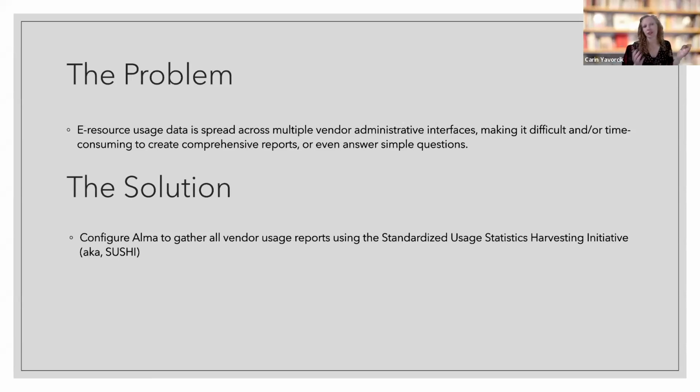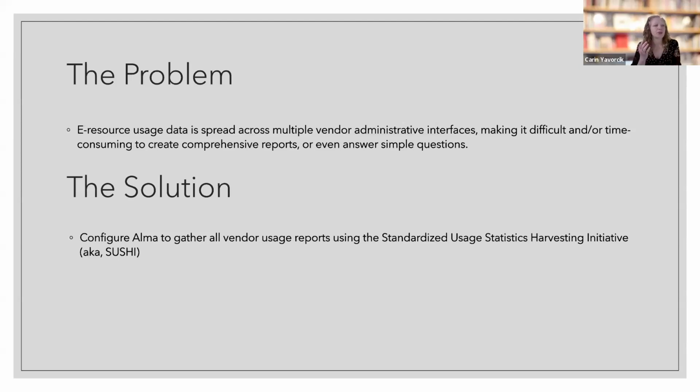The solution that we used is to configure Alma to gather all of our vendor usage reports using the Standardized Usage Statistics Harvesting Initiative, aka SUSHI. And yes, I did have to Google that. And yes, I did have to Google that multiple times to find anything other than restaurant recommendations.